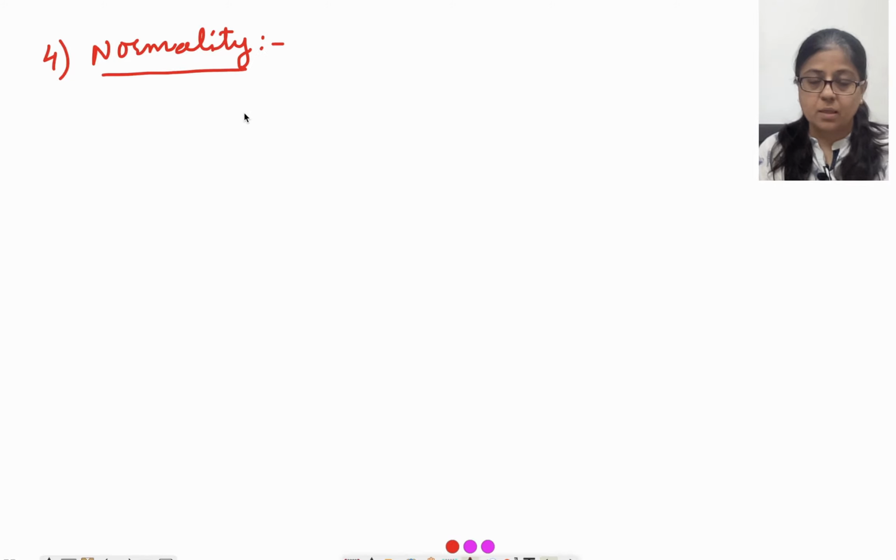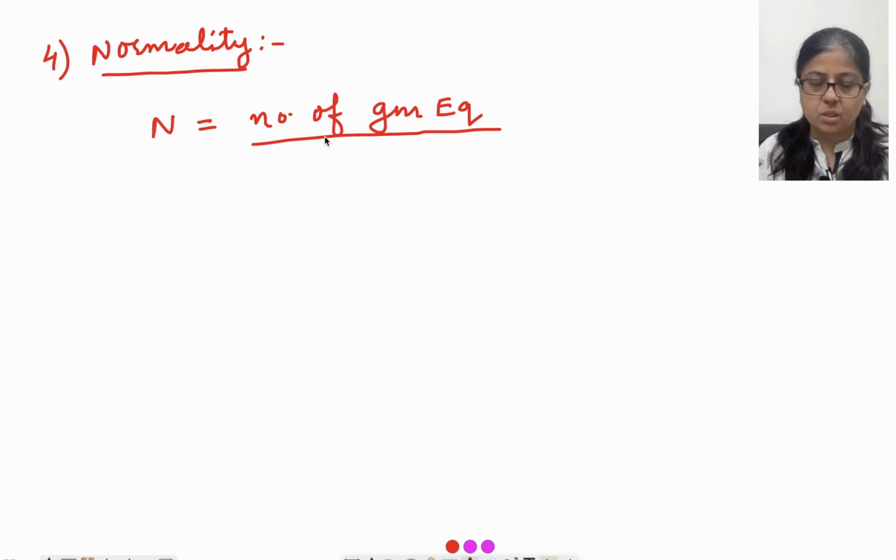Normality is expressed by capital N, and it is equal to the number of gram equivalents dissolved per liter of the solution. This means we have to make the gram equivalents of the solute and then divide it with the volume of the solution taken in liters. So this will be the normality of the solution.